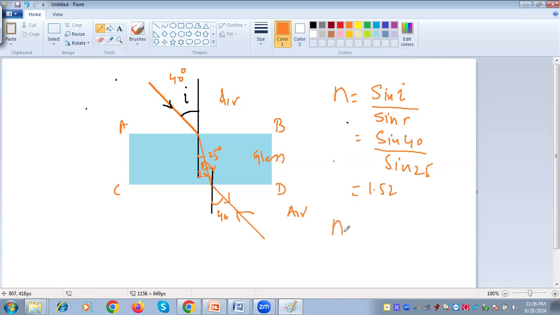The other formula for the refractive index is c over v. c, the speed of light in vacuum, divided by v, the speed of light in the medium. The medium could be water, it could be glass, etc. c, vacuum.